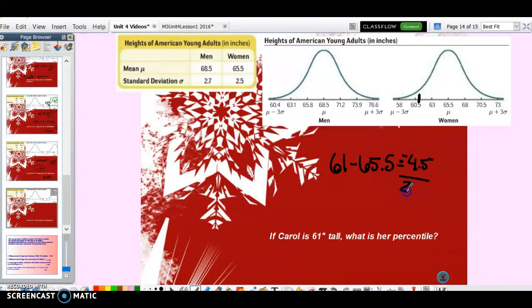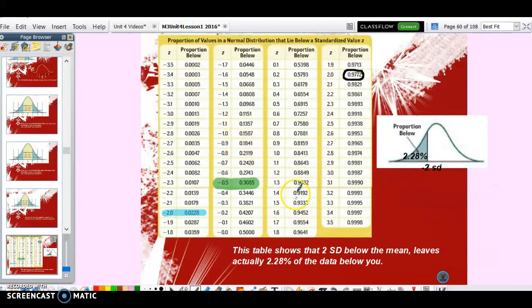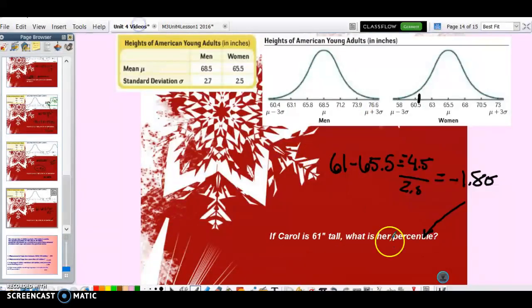We divide that into the standard deviation of 2.5, and we get negative 1.8. That's how many standard deviations she is off the mean. So let's go find her z-score off the table. Let's go look for negative 1.8. And that would be right here. Pretty small percentile, 0.0359. So convert that to a percent. 3.59 percentile. She is taller than 3.59% of the people. Pretty short.